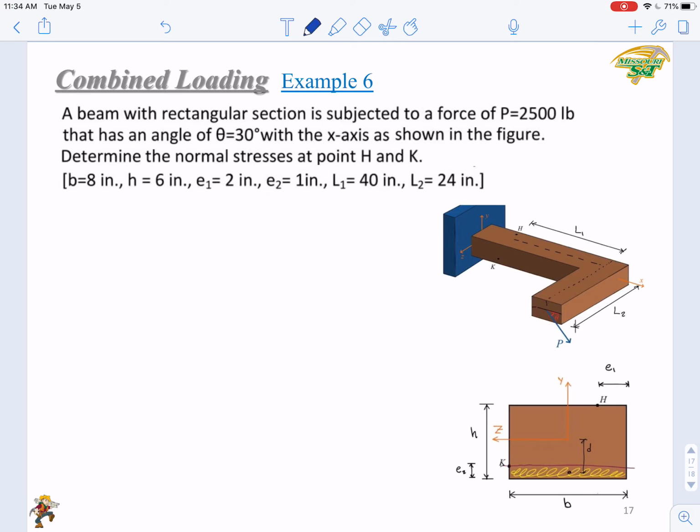A beam with a rectangular cross section is subjected to a force, this one force P, but this force has an angle with the x-axis and showing in the figure. Okay, in this figure, you have the x-axis here, y-axis here, and z-axis here, right? And this P is added to this end as shown in this figure, and you have an angle theta equals 30 degree. Okay, it's just not along x direction. It turns down towards the negative y direction with the angle.